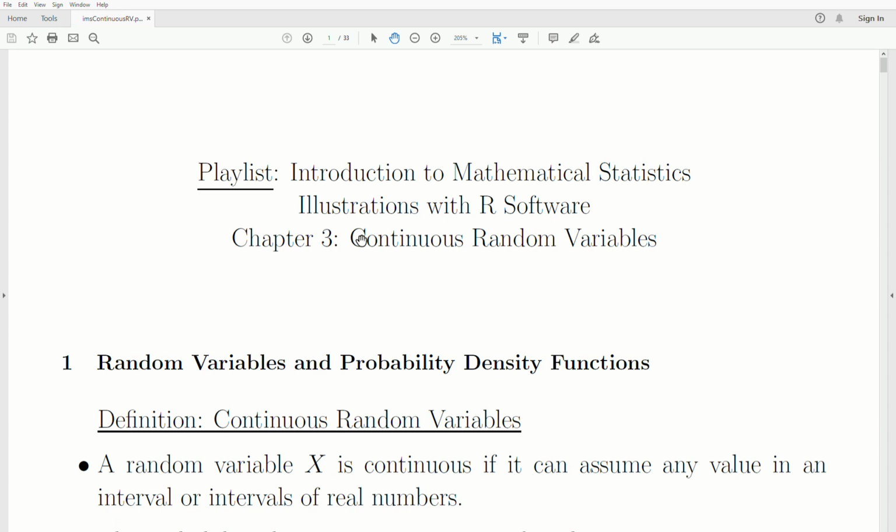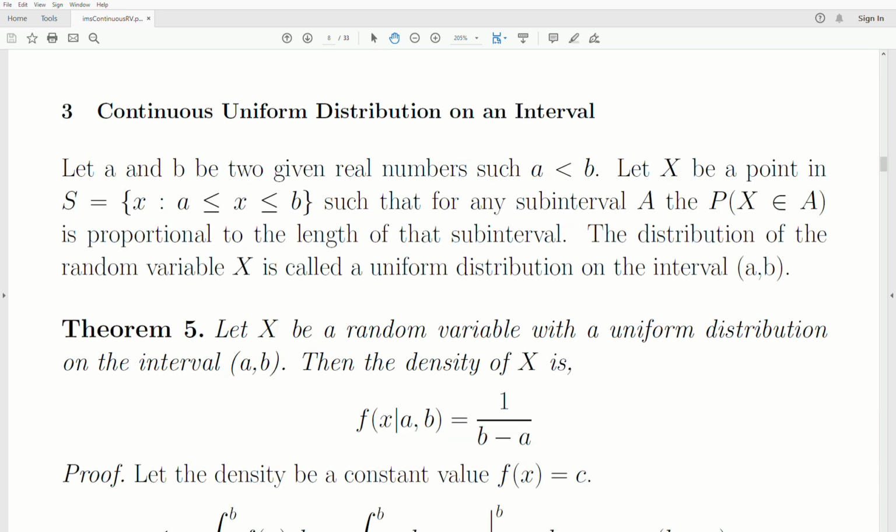Hello, this is the next video in a playlist that I'm calling Introduction to Mathematical Statistics. We're in Chapter 3, part of this playlist, what I'm calling Continuous Random Variables. Let's jump to today's topic, which is Continuous Uniform Distribution on an Interval.